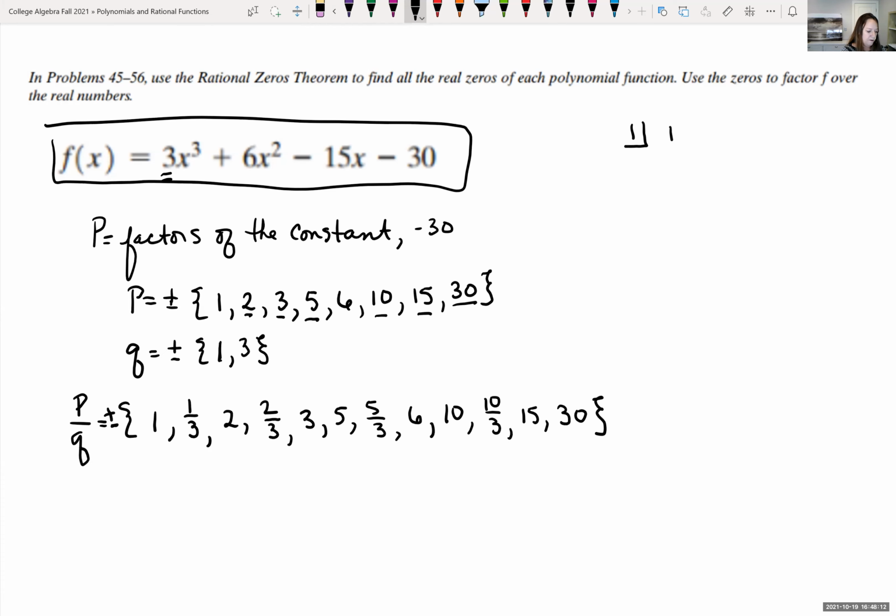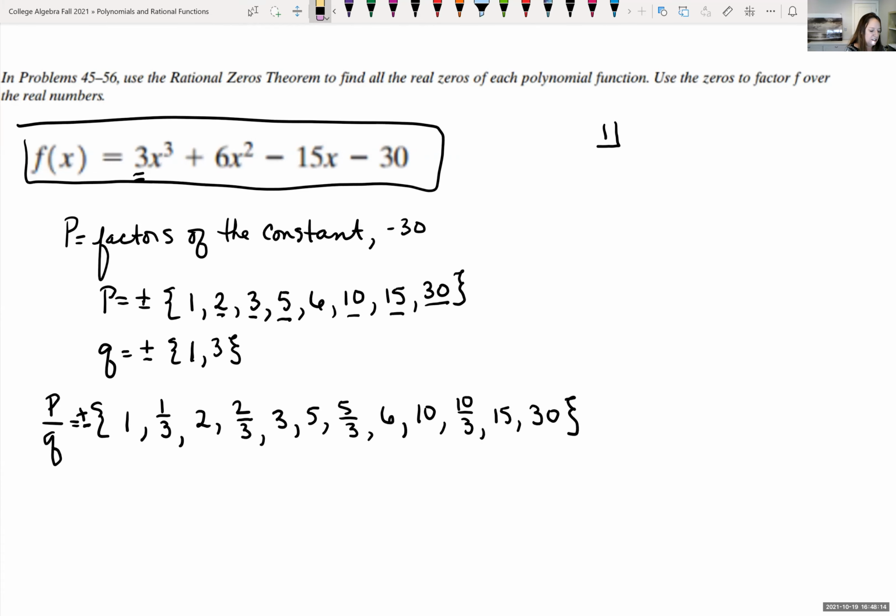And so our first coefficient of our dividend, f of x, is 3. We have 6, we have negative 15, and we have negative 30. So bring down our first number. 1 times 3 is 3. 6 plus 3 is 9. 1 times 9 is 9. 9 minus 15, so that's negative 6. 1 times negative 6 is negative 6. This does not give me a 0 here, so I'm going to move on.